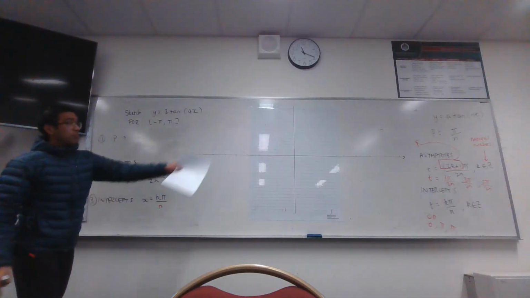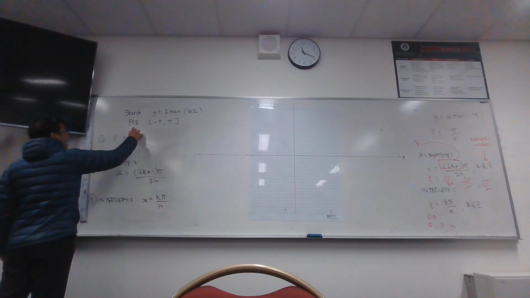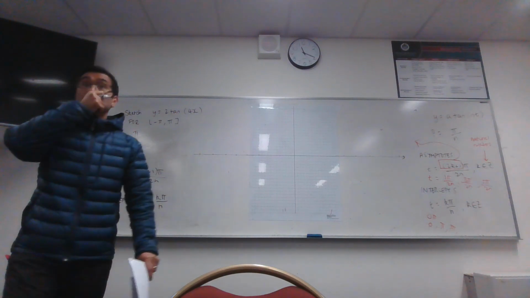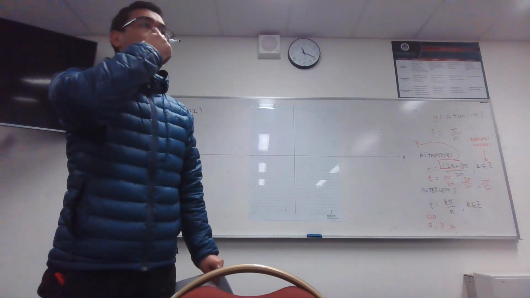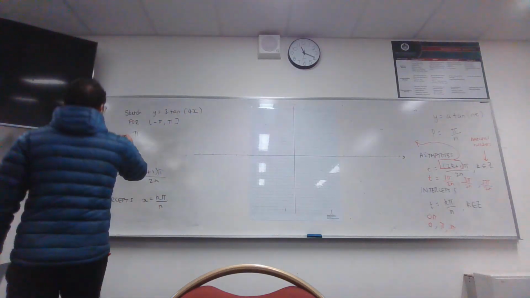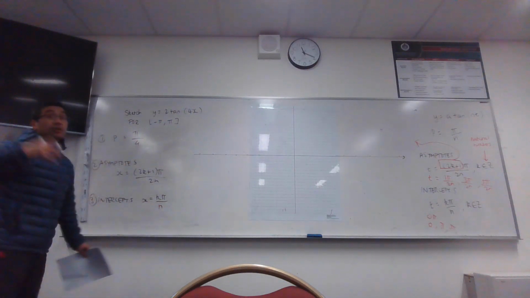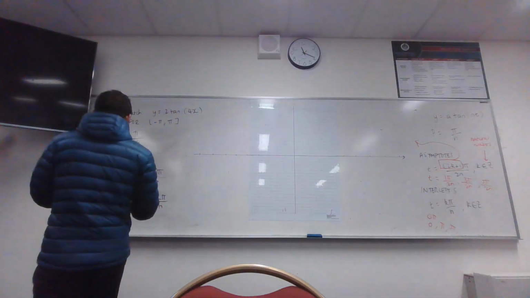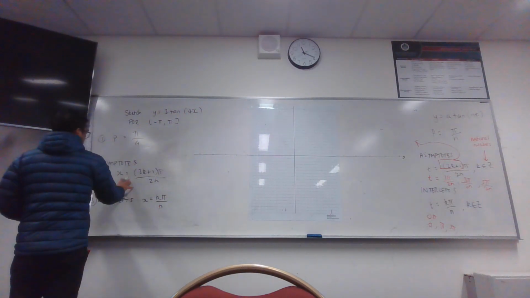So if I have pi and n, how wide is my cycle for this one here? 4. So pi on 4. So in your head, think quarters. Okay. All right. Let's go over here.